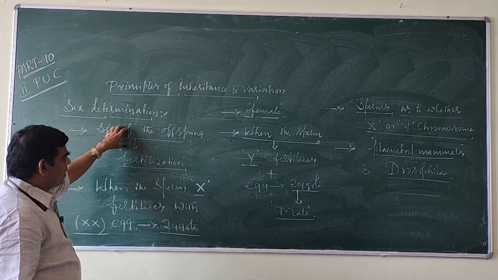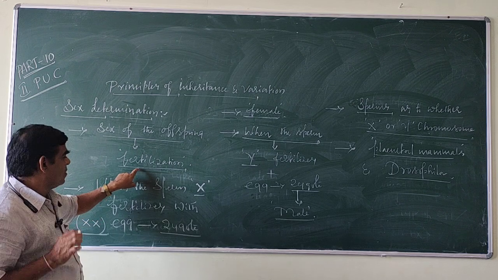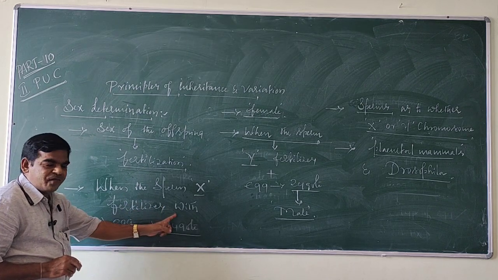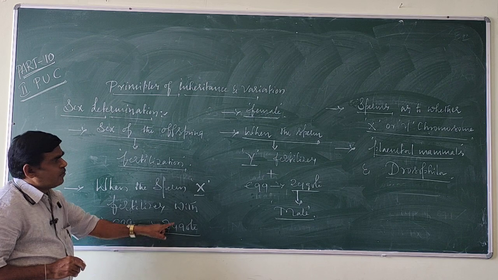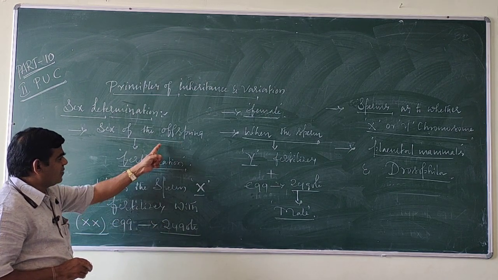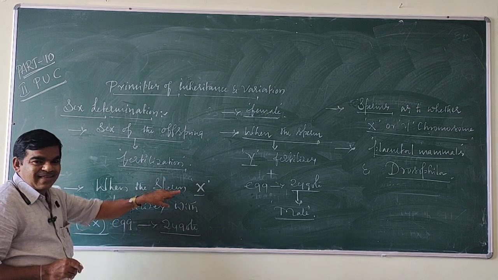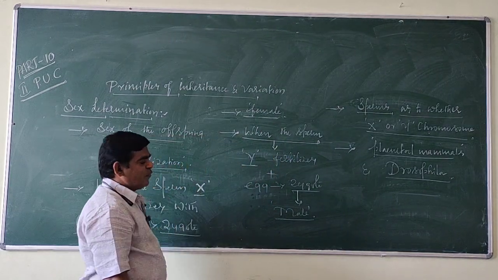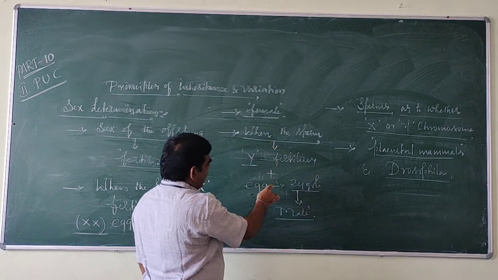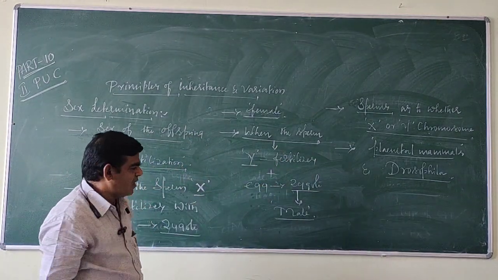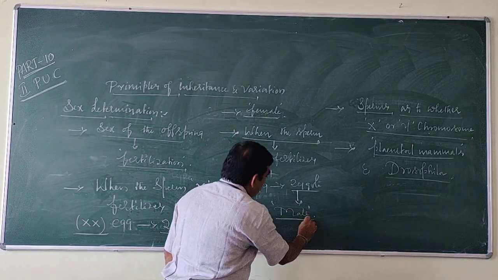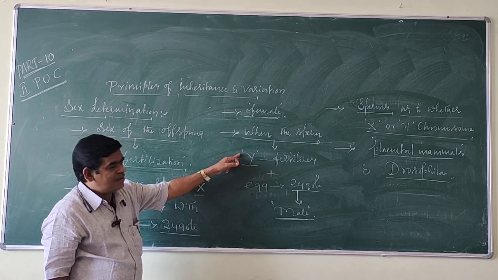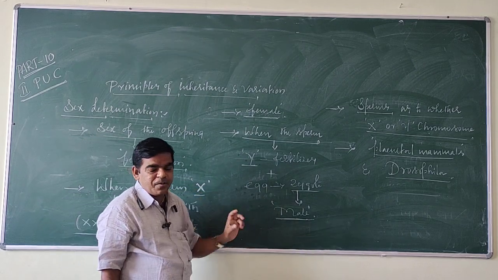Here, the sex of the offspring is determined at the time of fertilization. When the sperm carrying X chromosome fertilizes the egg, X from sperm, X from egg, XX, the zygote develops into female. And when the sperm carrying Y chromosome fertilizes the egg, X, Y, dissimilar, so the zygote develops into male.